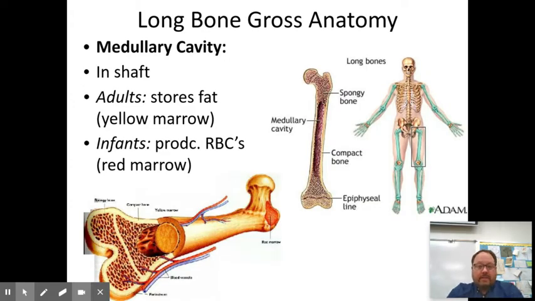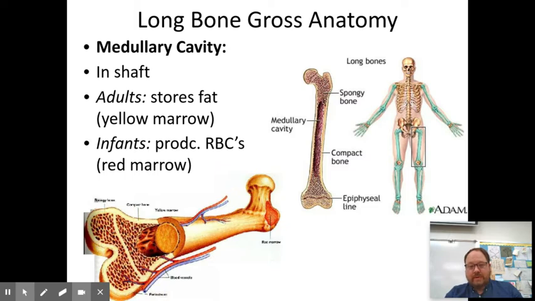All right. Now, the shaft of the long bone is hollow. It's referred to as a medullary cavity. Now, it may be a hollow shaft, but it's filled with tissue. And this is where different types of bone marrow can be found. In an infant and a toddler, this is referred to as red marrow because that's where red blood cells are being produced. But there's a shift in that tissue as a person grows. That red marrow is replaced by what's called yellow marrow, which is a fatty tissue. And that yellow marrow is a place for us to store fat as an energy storage resource.